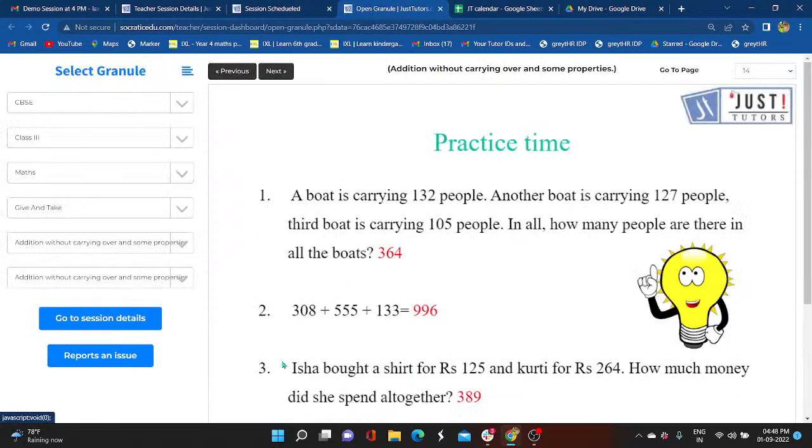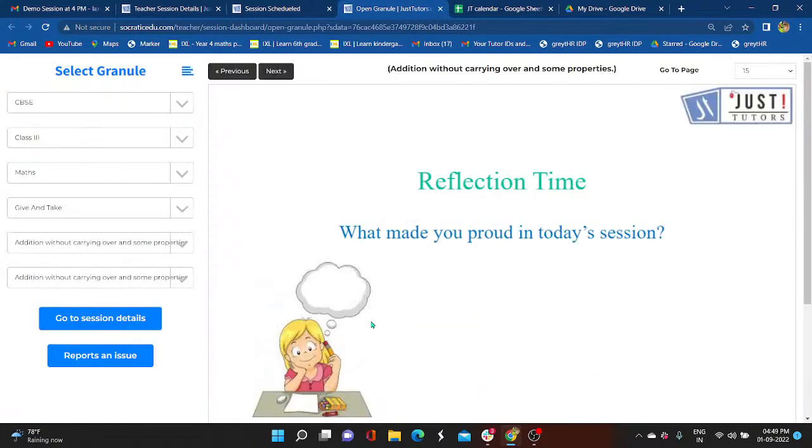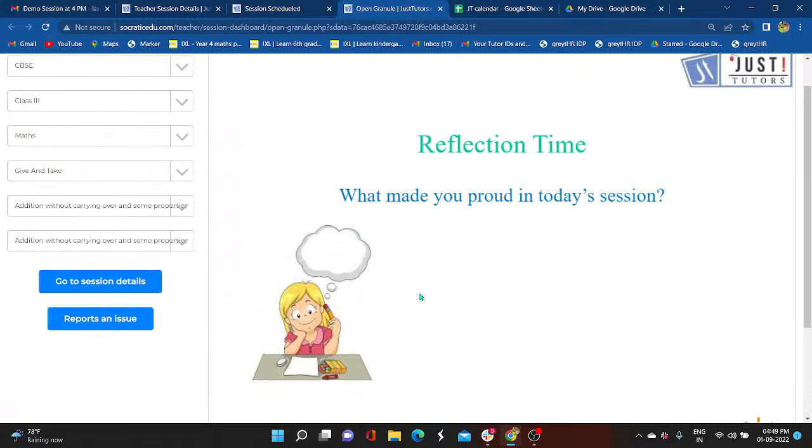What's further? What made you proud in today's session? So here you can write if anything interesting you felt in today's session.